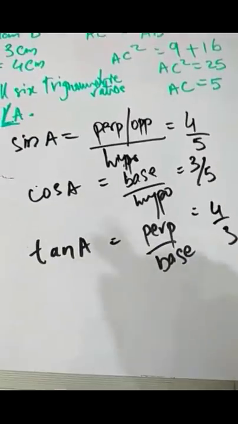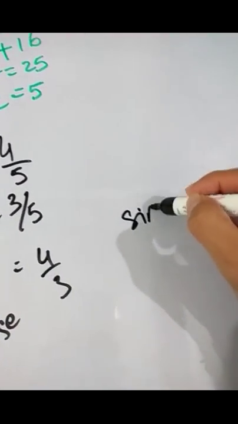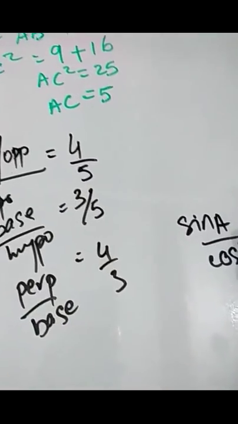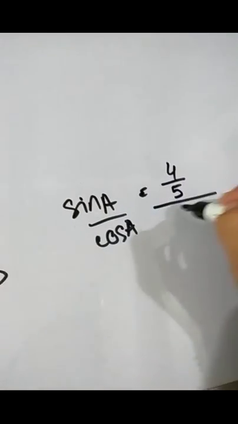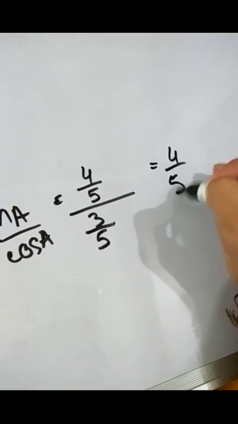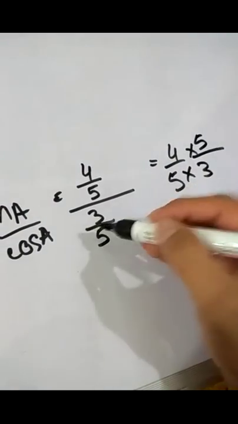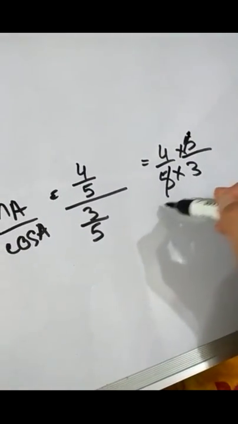Tan A is also sine A by cos A. If you do sine A by cos A, we get 4 by 5 divided by 3 by 5, which comes out to be 4 by 5 into 5 by 3. This is the way it is written. This goes up reciprocated. It comes out to be 4 by 3, which you also get by perpendicular upon base.